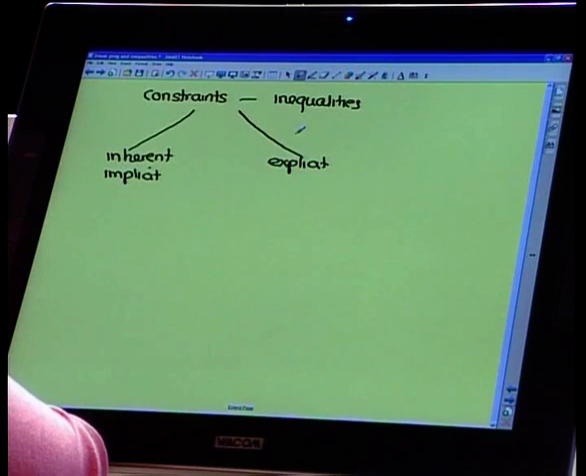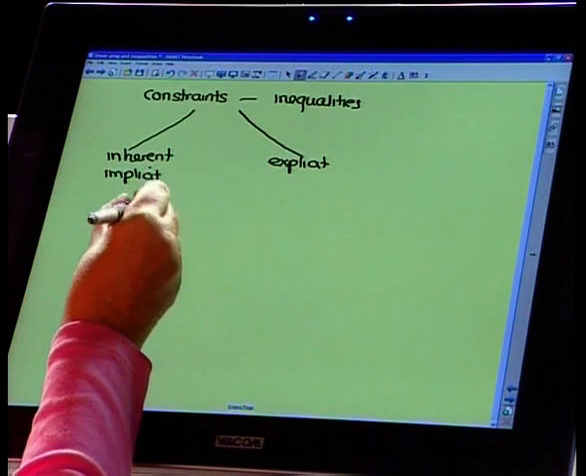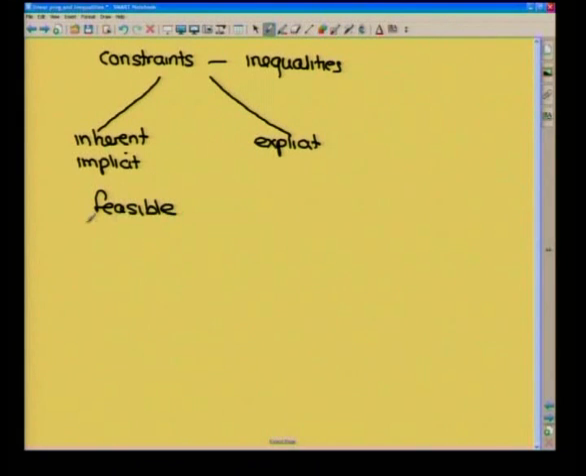Now, the explicit ones are the ones that tell you, like the equations I've been giving you and you've been sketching. Right, the feasible region we've talked about already. Let's just give you a quick little summary of that. It's where all the inequalities can be solved.